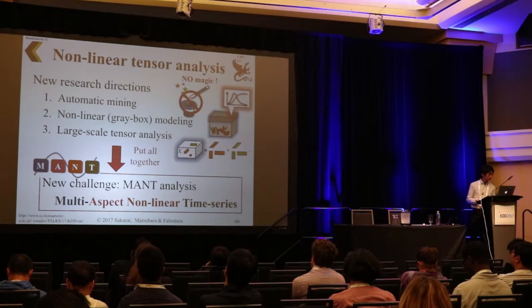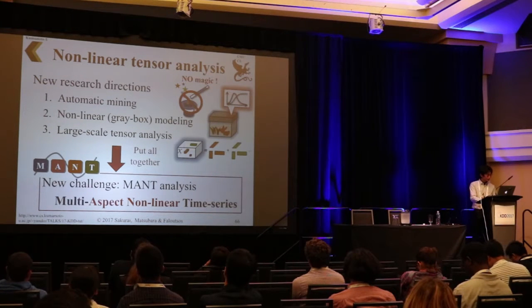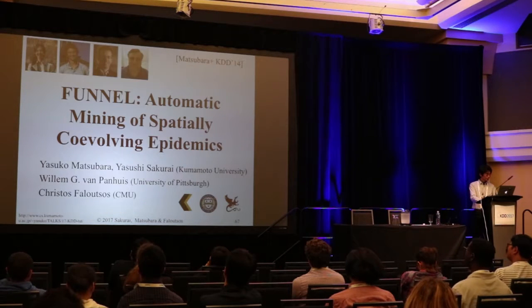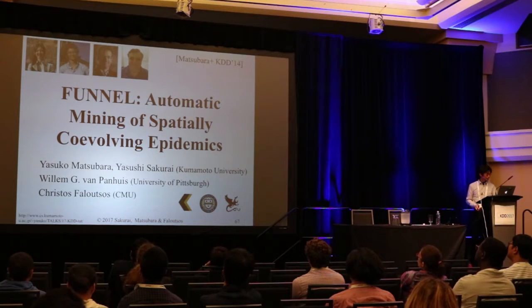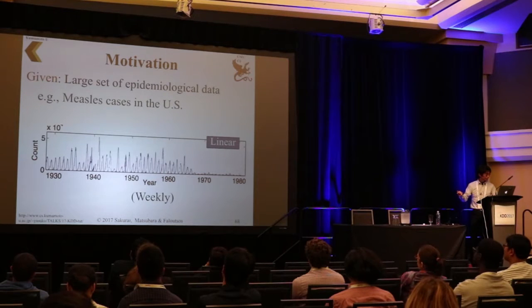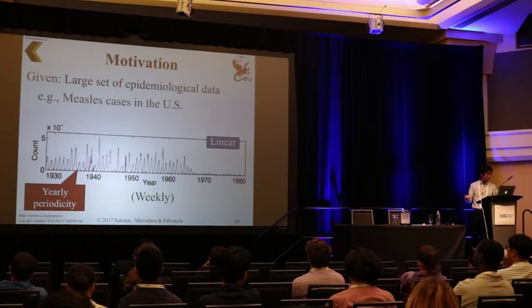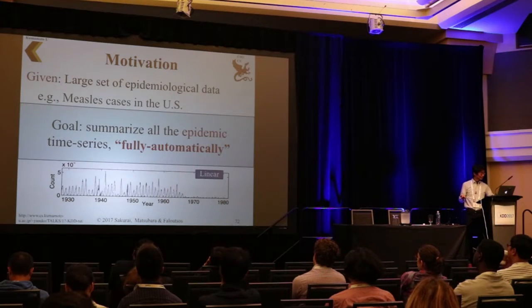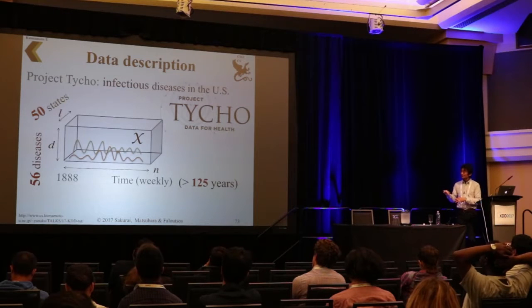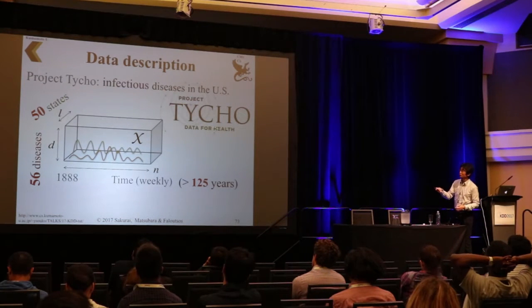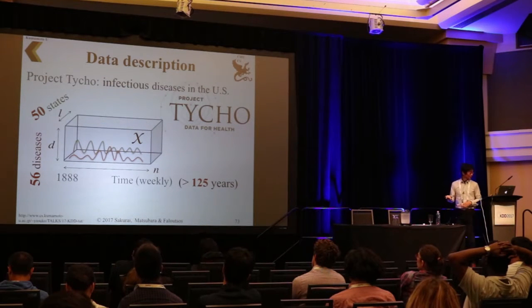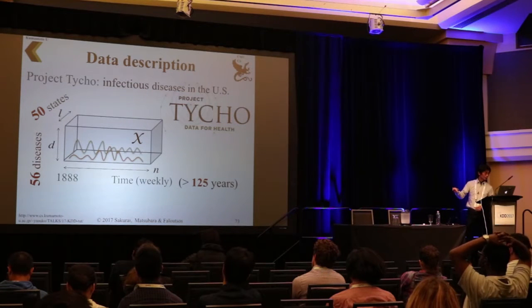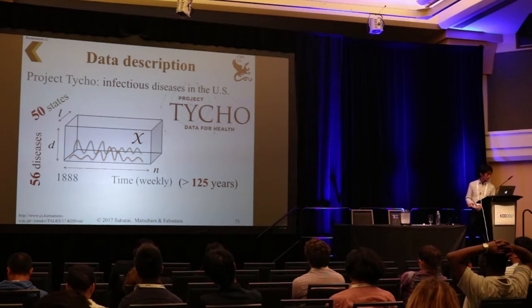We introduced techniques of automatic mining, nonlinear modeling and large-scale tensor analysis, and we try to put all together. So, nonlinear tensor analysis. We can use it for epidemic data, like a large set of data such as measles cases in the United States. We can see the yearly periodicity, vaccination effect and external shocks. You can download it; this is a public data set from Project Tycho at the University of Pittsburgh. This is a tensor with 50 states and 56 diseases, and the time duration exceeds 1 century.